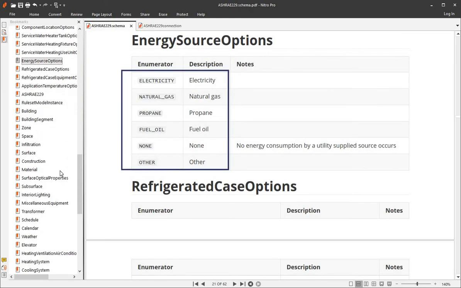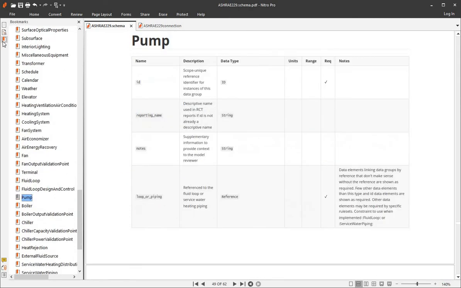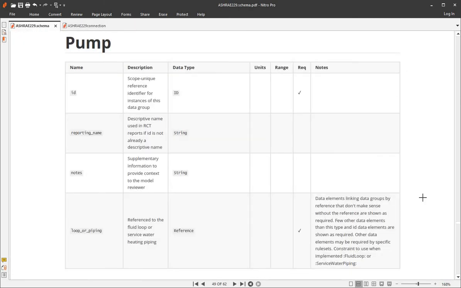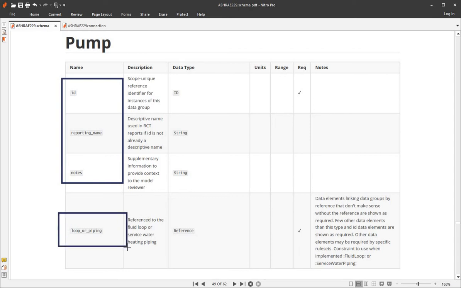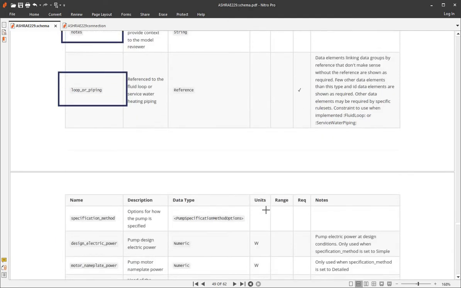The last data group that I want to talk about today is pump. So it's kind of the driving force, if you might say, for any kind of central system, primary system. And again, it has ID, reporting name, and notes. Unlike some of the other equipment, a pump can reference not only a loop, but also piping. And a piping system is something we're going to be getting into to talk about more with service water heating. But for now, just remember that this can reference and be used for both fluid loops as well as piping systems for service hot water systems.